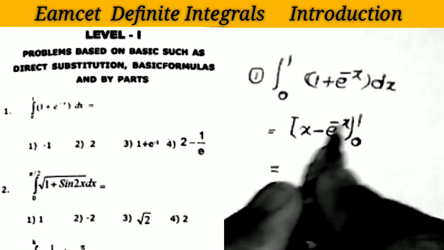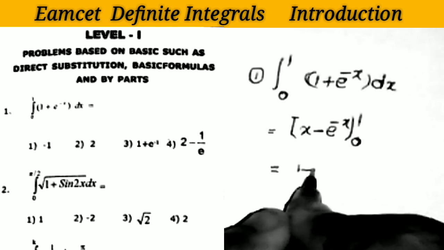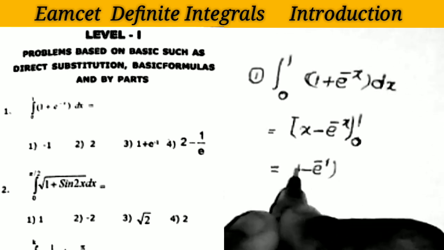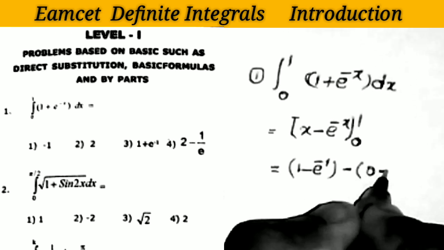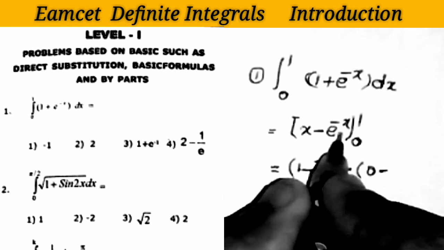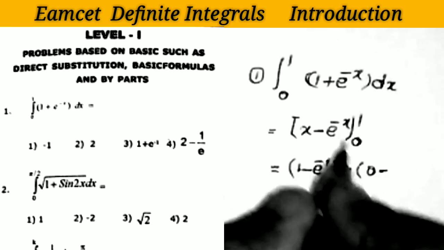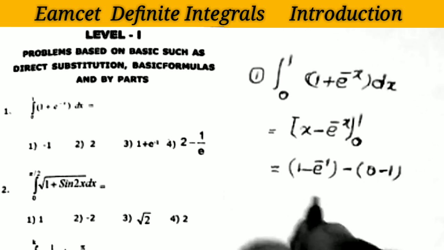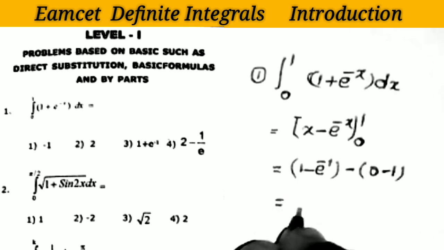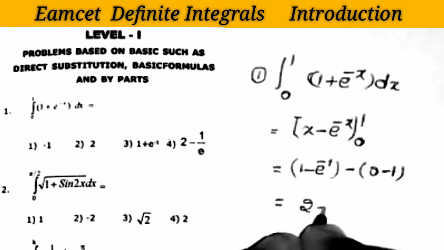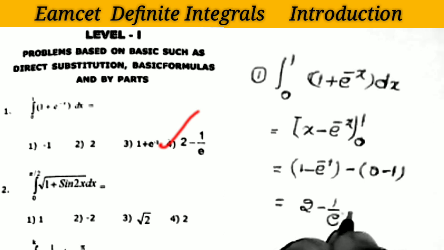First replacing the upper limit in the entire answer, that is 1 minus e power minus 1. Next replacing the lower limit: 0 minus e power minus 0, that is 1 by e power 0, which is equal to 1. So 1 minus of minus 1, 1 plus 1, 2 minus 1 by e. Now this is the answer and this is the last option.